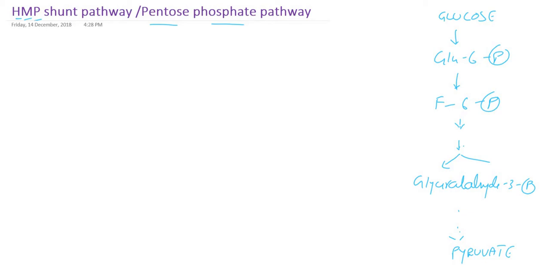So this pentose phosphate pathway, or HMP shunt pathway, is an alternate pathway. It is not a major pathway, it is an alternate minor pathway for the metabolism of glucose. So here we call it the hexose monophosphate shunt pathway.